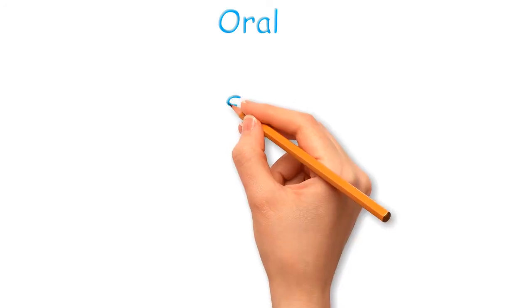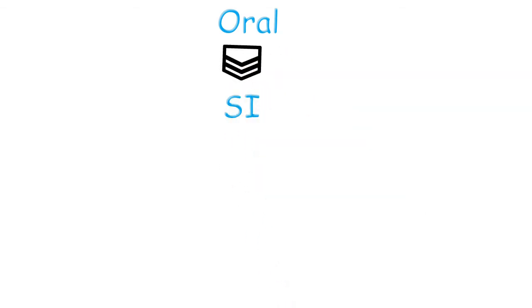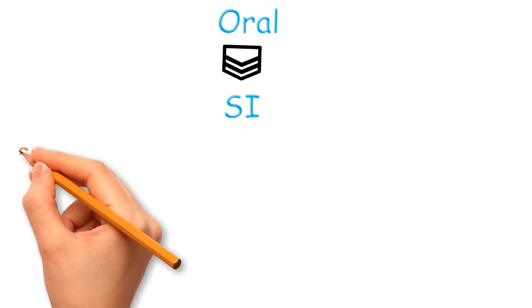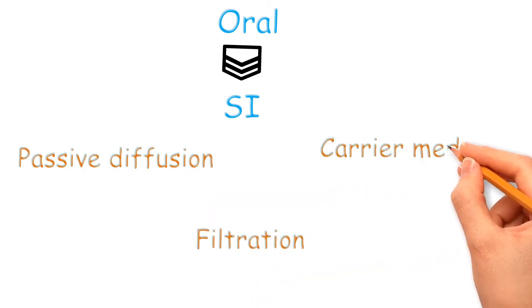So we know that if a drug is given orally, the absorption occurs in the small intestine. That means the particular drug enters into enterocytes. For that purpose, the drug has to pass across cell membranes. A drug can pass across a cell membrane by passive diffusion, filtration, and carrier-mediated transport system.